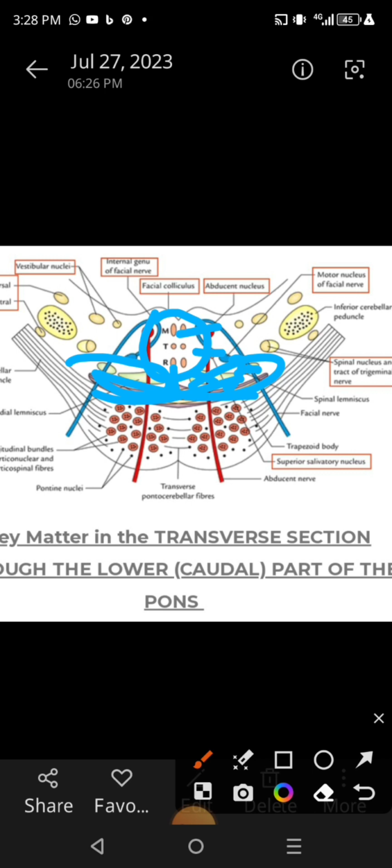And of course you can see the vestibulocochlear nerve nuclei, the vestibular nuclei and the cochlear nuclei, they form the gray matter here, right? Okay, that's all.